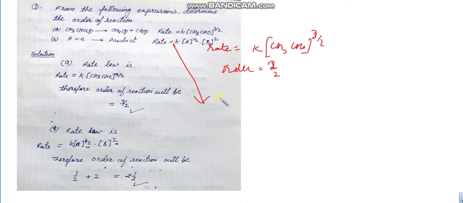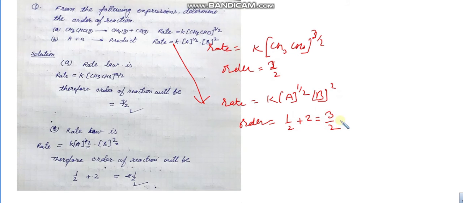Similarly, for this case, it will be given in the question, rate is equal to K, concentration of A to the power half and concentration of B to the power 2. So what is the order of reaction here? It will be half plus 2, so that is 5/2.